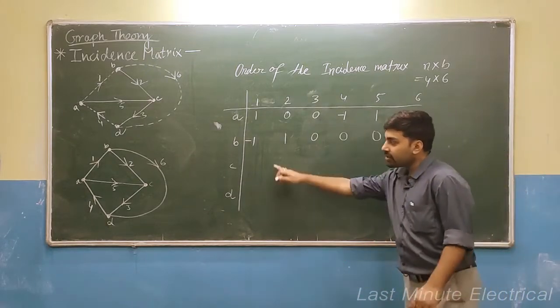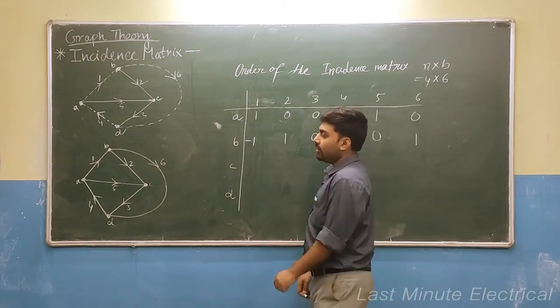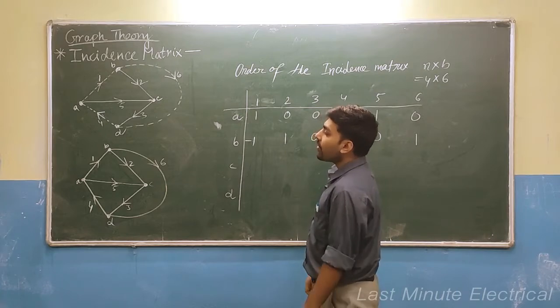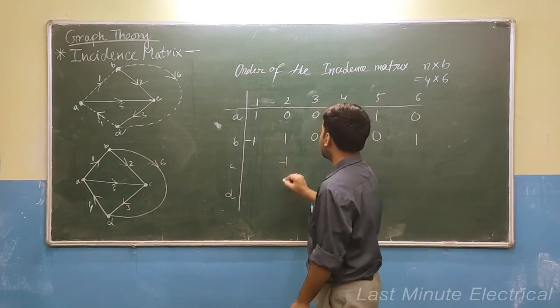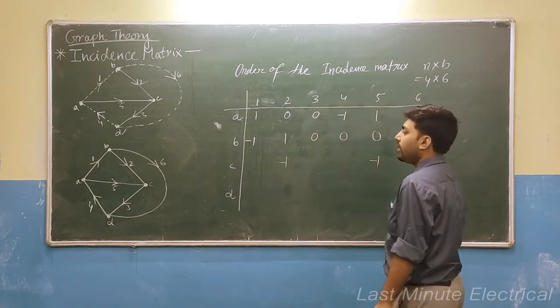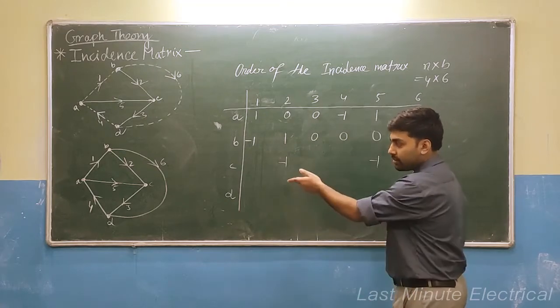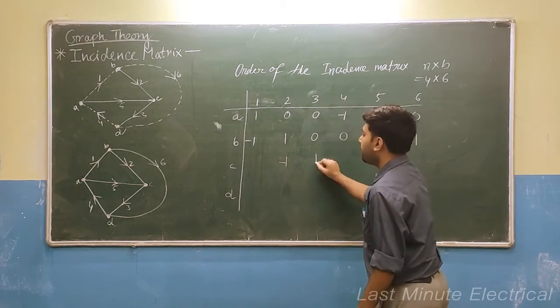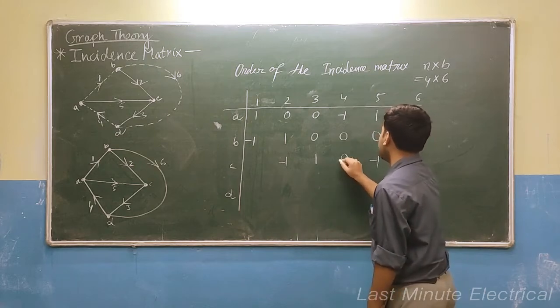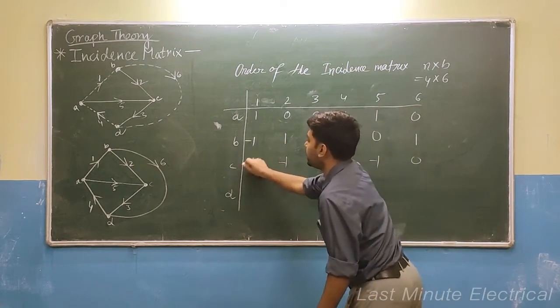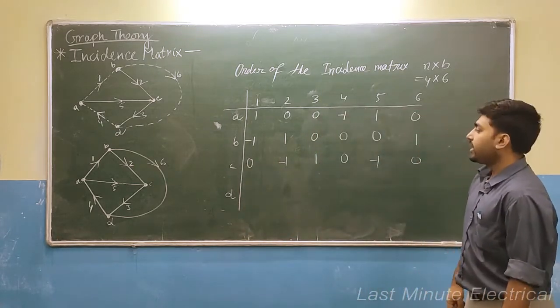Okay. Now consider node C. In node C you can see 2 and 5 are incoming, so 2 will be minus 1, 5 will be minus 1 and 3 is outgoing, so 3 will be plus 1. Okay. Rest of the branches are not associated with C, so I am taking it as 0.